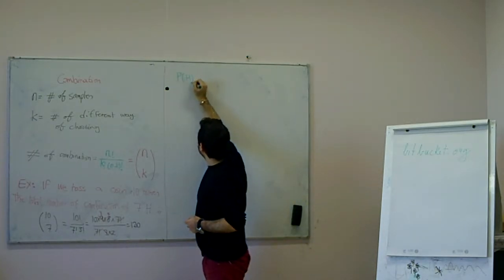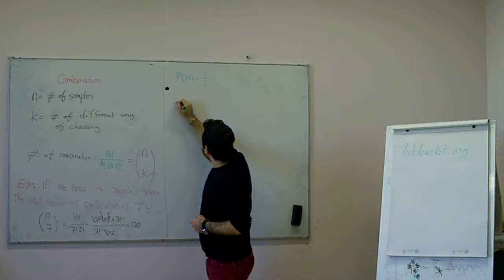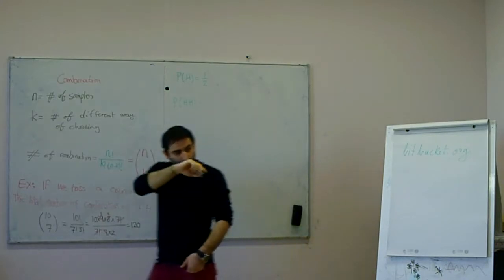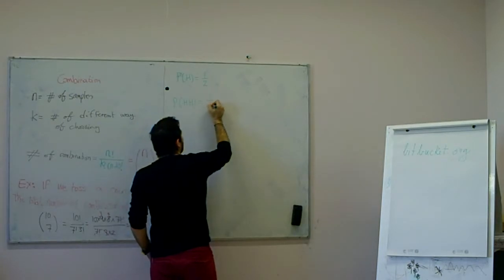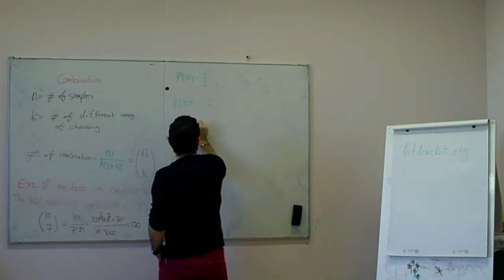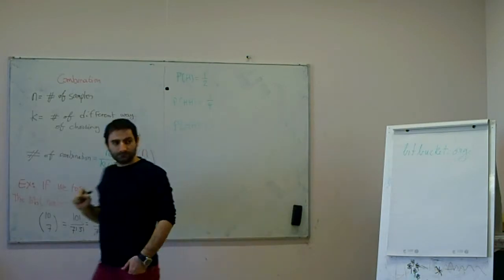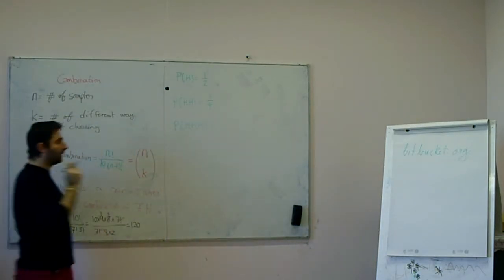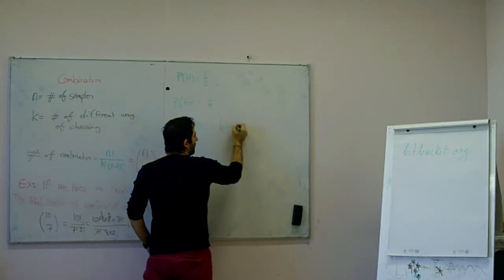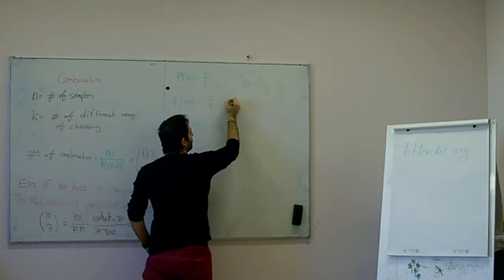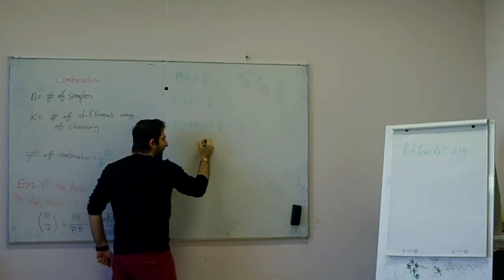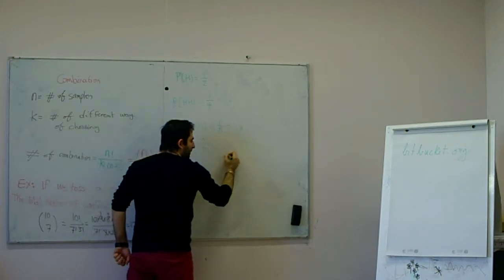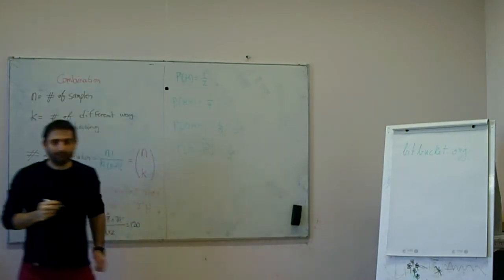Probability of head is 1 over 2. Probability of 2 heads is 1 over 4. Probability of 3 heads, if we toss a coin, is 1 over 2 to power 3. This is 1 over 2 to power 2. So probability of n heads is 1 over 2 to power n.